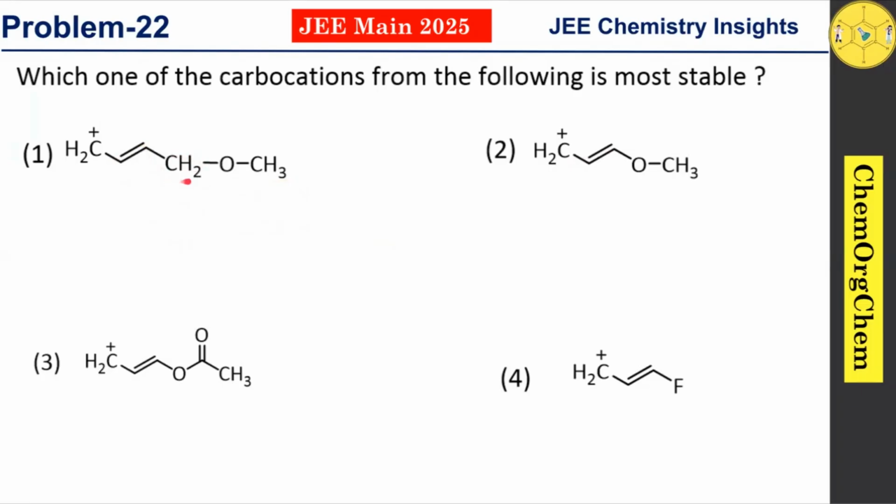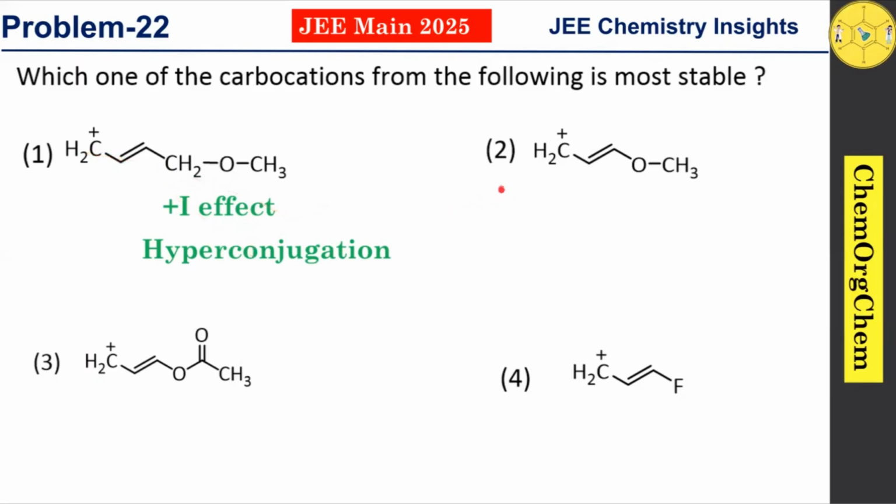The first one: here this carbon is attached to a CH2OCH3 group. We know that the CH2 group can donate electrons by the plus I effect, since an alkyl group is an electron donating group. At the same time, this CH2 group can stabilize this carbocation by hyperconjugation. So based on these two effects, this carbocation is stabilized.